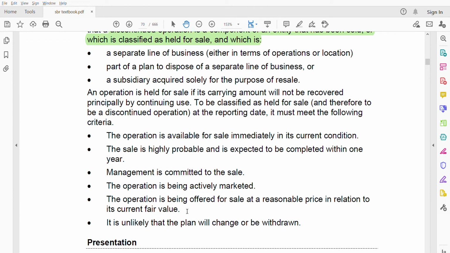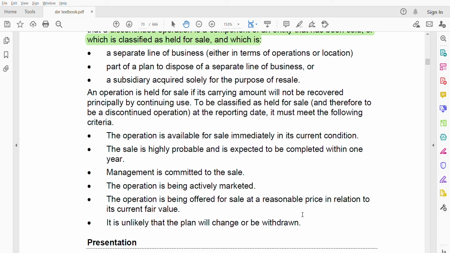Fifth, the operation is being offered for sale at a reasonable price in relation to its current fair value. When you want to sell it, it may be a bit below fair value, not so much, but at a reasonable price. And sixth, it is unlikely that the plan will change or be withdrawn. That means you are committed to sell. It should not be that you plan to sell, everything is done, and later you decide not to sell. So all six criteria need to be met for it to be a discontinued operation or held for sale.